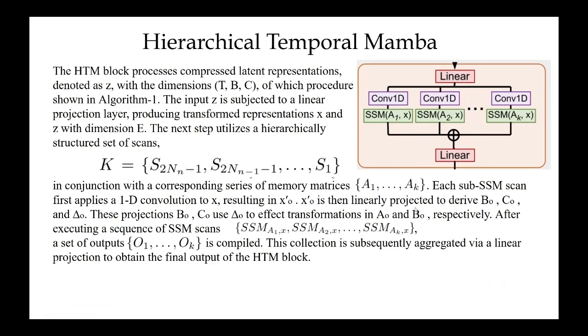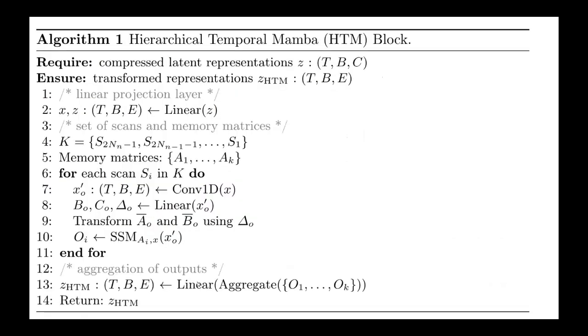After executing a sequence of SSM scans, a set of outputs O1 to OK is compiled. This collection is subsequently aggregated via linear projection to obtain the final outputs of the HTM block. So we have obtained O1 to OK, the K number of scans we have done, and what we'll do is aggregate this. Aggregate means convert it into a single vector, and then we'll pass it to a linear projection layer, and it will give us Z_HTM with dimension T×B×E, as required. And then we will return this Z_HTM.